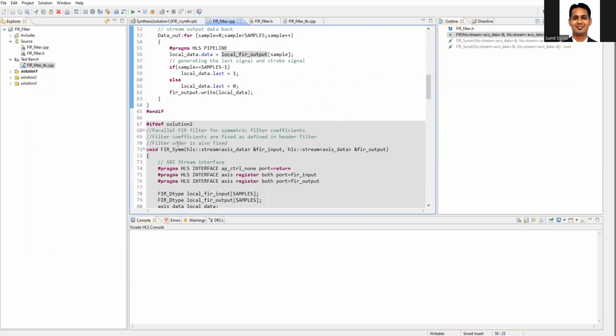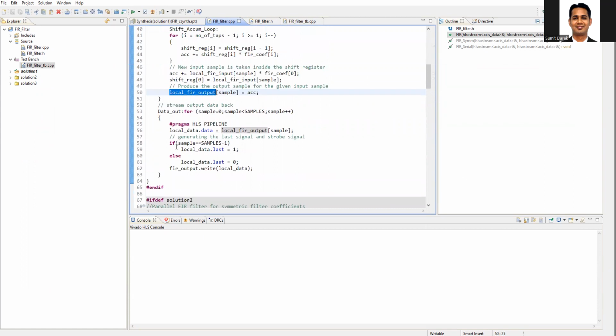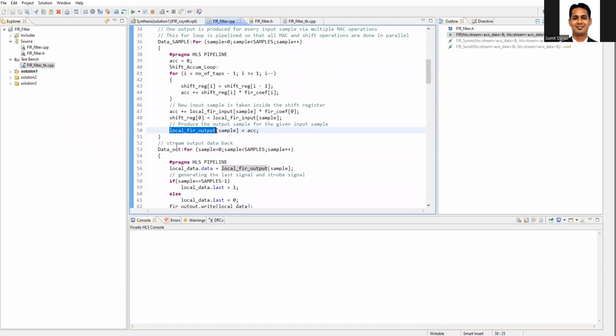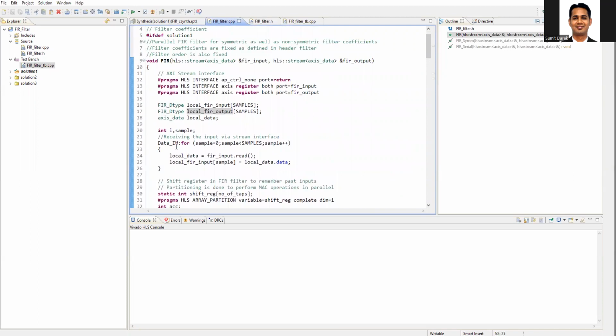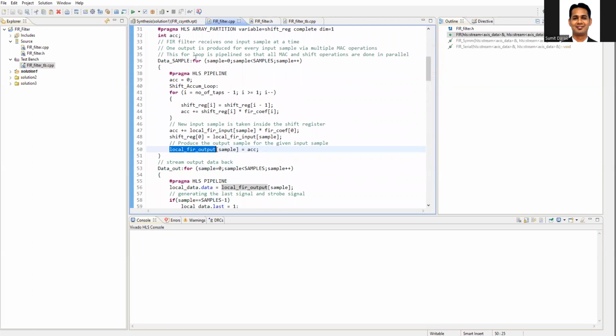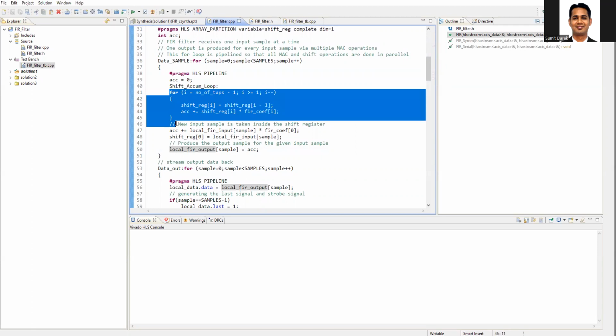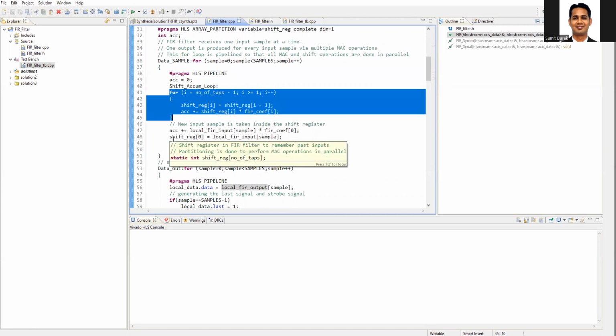Then I modified this code for the symmetric one. Before discussing the modification, I have done the small optimization. In the small optimization, what I have done is that I've just done the pipelining of the upper for loop, so that I want to receive the new input sample at every clock cycle. So in that case, this operation, which is the shift register operation, and the MAC operation will be done in parallel, because that loop gets unrolled.